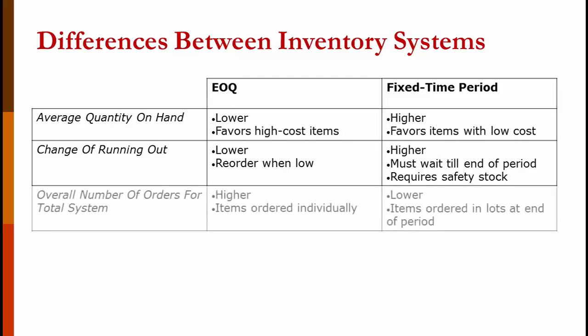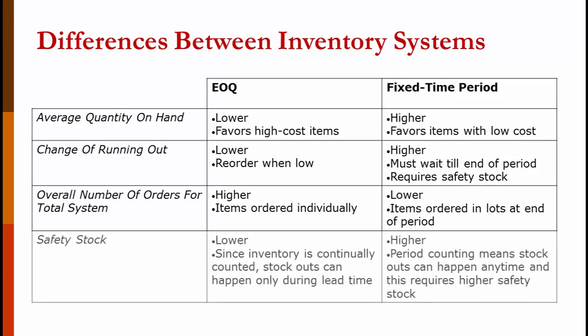In terms of number of orders that you place, you tend to place a higher number of orders with an EOQ model and a lower number of orders with a fixed time period model. Why is that? Well, when you have multiple items in inventory, you're counting each one with an EOQ system. So every time one drops below your order point, you order that one. And then the next one drops below the order point and you order that one. With a fixed time period model, Wednesday comes around, for example, and you order everything at once.